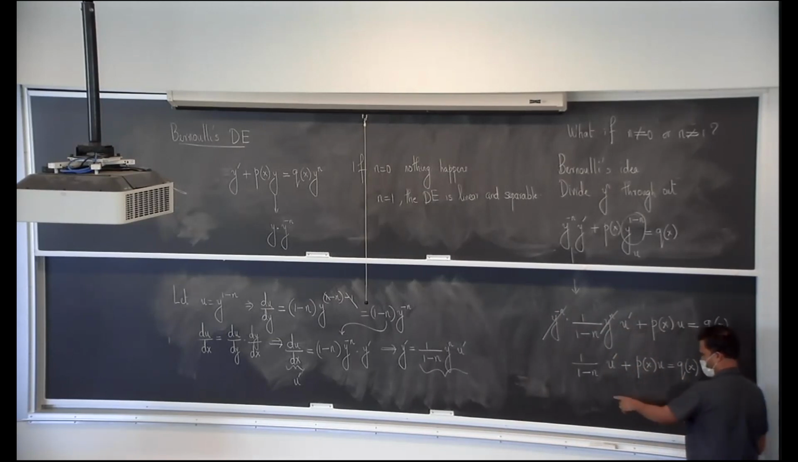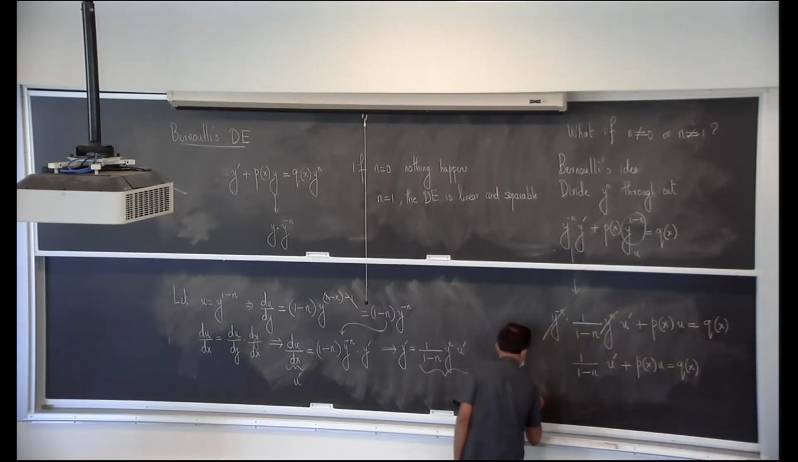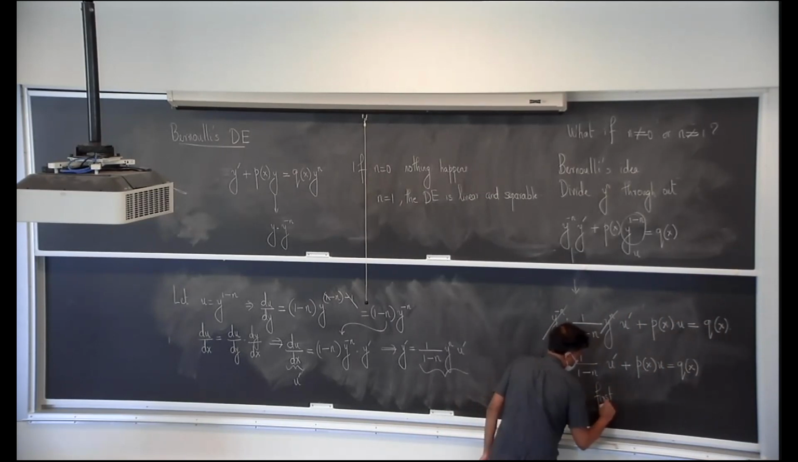It's not the standard form. You should multiply throughout by 1 minus n to do that. Okay, but at least you got rid of the non-linear part here. So this is a linear first order differential equation in u, not in y.